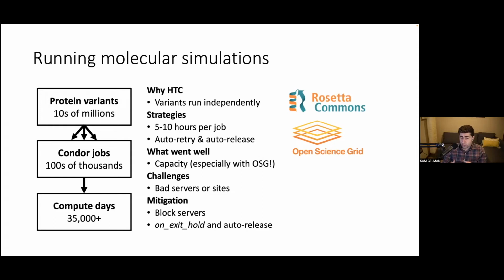Something that went really well was just how much capacity there was, and there is. Especially with Open Science Grid, I was running thousands of jobs simultaneously. A challenge was that there were some bad servers and sites, actually, that kept scheduling my jobs, and then the jobs would crash. So I was able to mitigate some of this by blocking some of the servers.